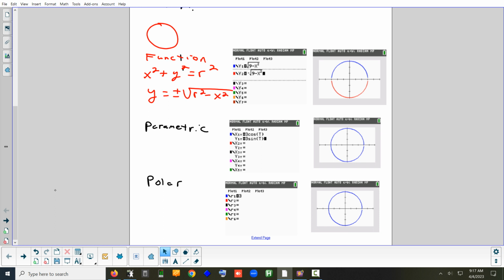Anything that fails the vertical line test, you really want to stay away from function mode, because function mode isn't designed to draw things that fail the vertical line test. Parametric and polar are. So any question on the comparison between the 3 modes? And this is the mode we're going to study today, polar.